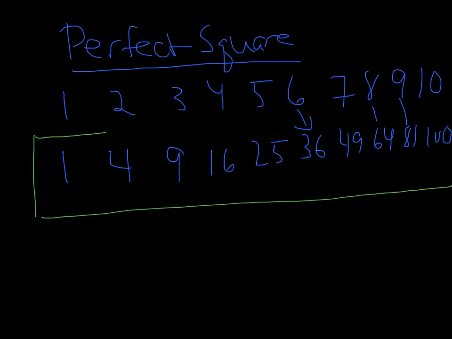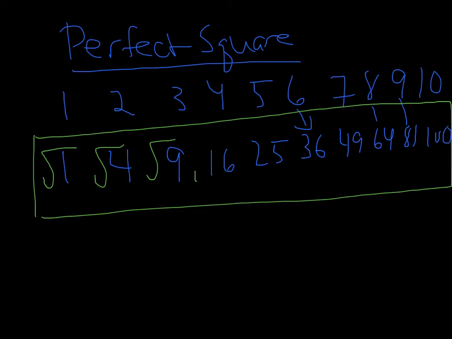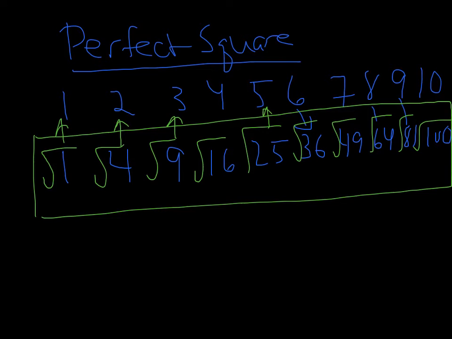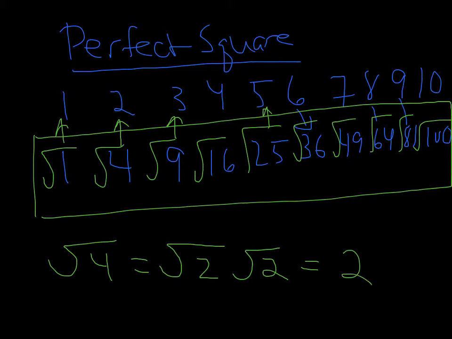If you take the square root of these numbers, you get an integer. So the square root of 1 is just 1. The square root of 4 is 2. The square root of 9 is 3, etc. The square root of 25 is 5. So if I ask you, why is the square root of 4 equal to 2? Well, the square root of anything has to be that number times itself 2 times to equal the value. So the square root of 4 is just 2.